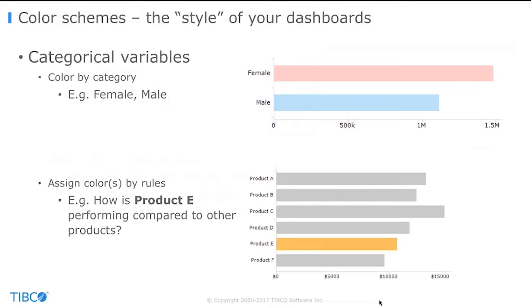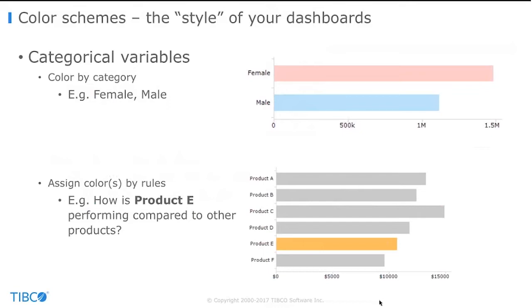Basically, you use colors to bring your audience into the story of your visualization. In Spotfire, it gives you various options to configure your color schemes depending on the types of variables that you are using, either categorical variables or continuous variables. And I'll go through some examples here. First, we have categorical variables.